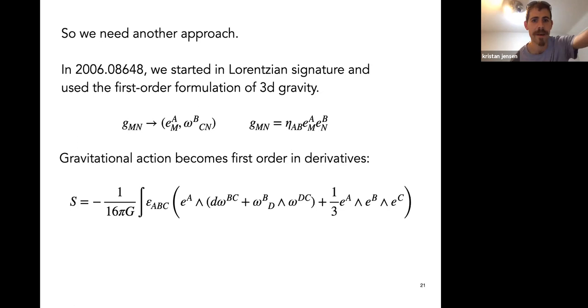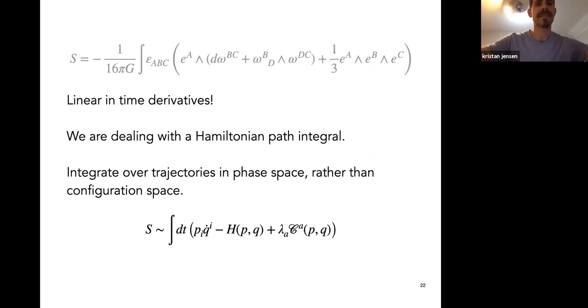And why is it first order? Well, in this action, d here is the exterior derivative. This is an action which, unlike the Einstein-Hilbert action, which is second order in derivatives, is first order in derivatives. In particular, it's linear in time derivatives. And so you may regard it as a Hamiltonian half integral, if you've heard of such a thing. In other words, if you have a path integral where the action is linear in time derivatives, then you can think about the integral that you're doing as one over trajectories in phase space rather than in some configuration space. And schematically, you can think of the action as p q dot minus H, and maybe supplemented with some constraints.